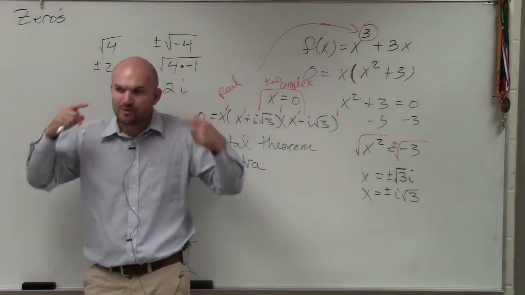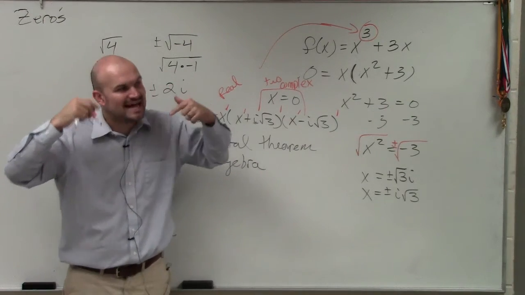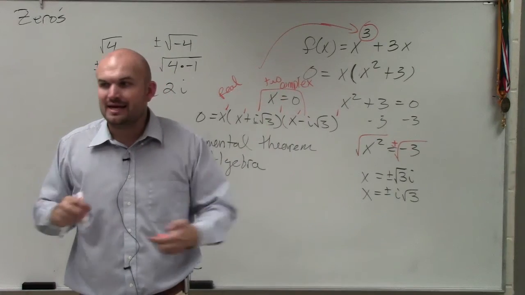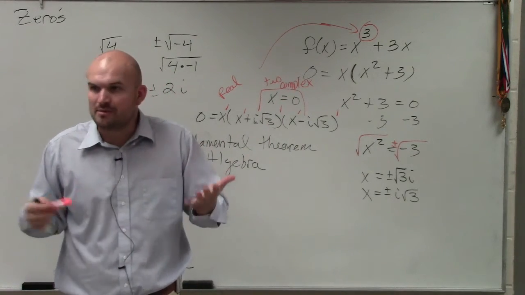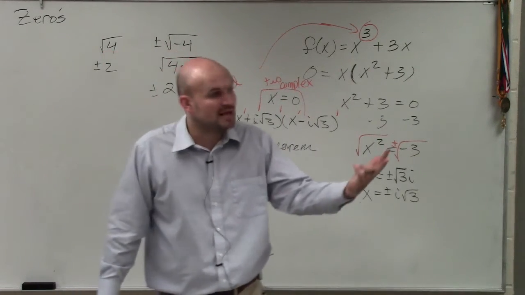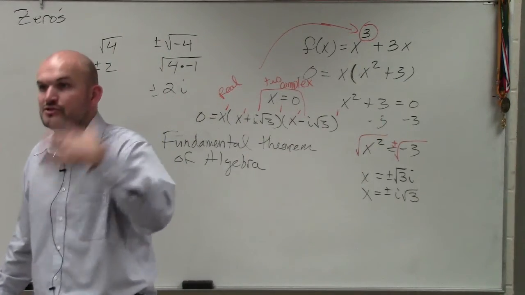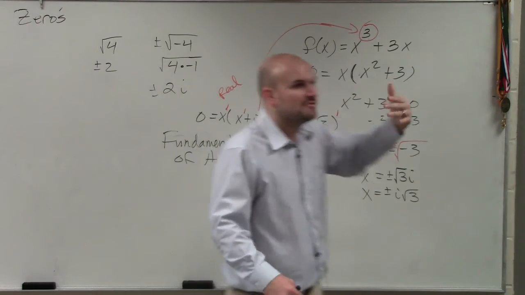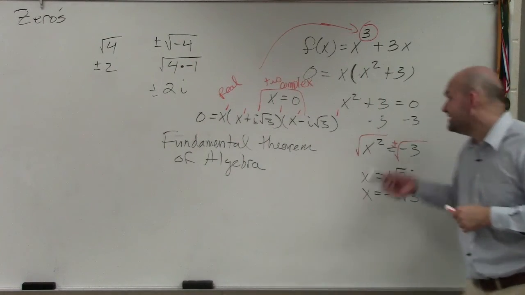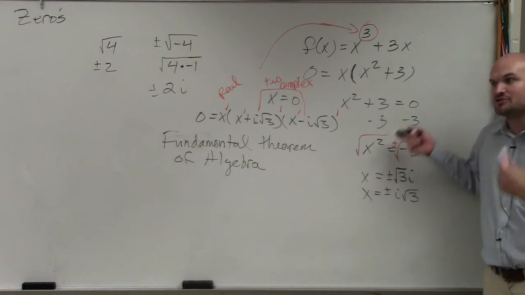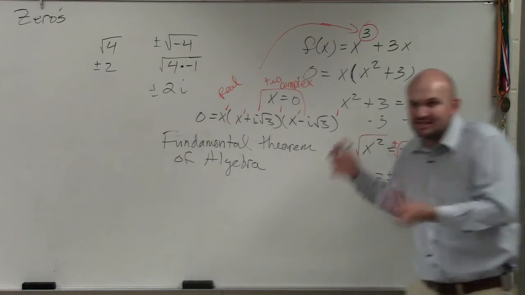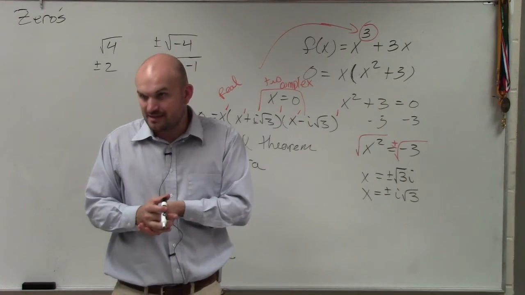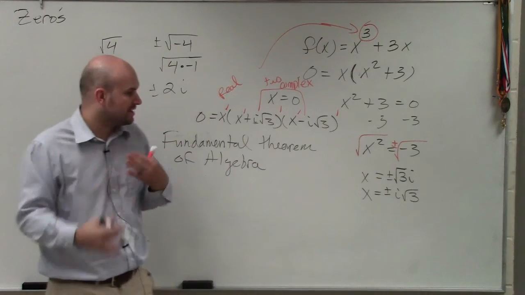The other thing I want you guys to think about and write down is that complex zeros always come in pairs. You either have 2 complex zeros, 4 complex zeros, or 6 complex zeros. You cannot have one complex zero. Because remember, where do complex zeros come from? Taking the square root of a negative number. When you're taking the square root of a negative number, you're including plus or minus, right? So complex numbers are always going to come in pairs.